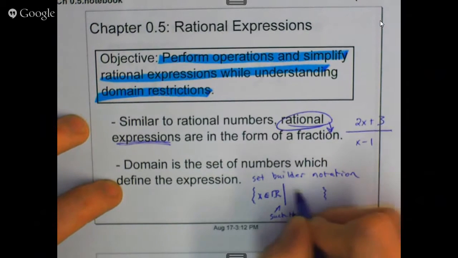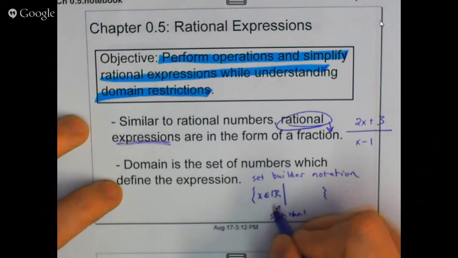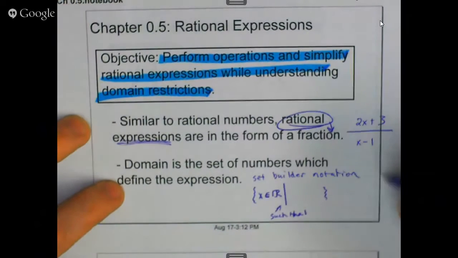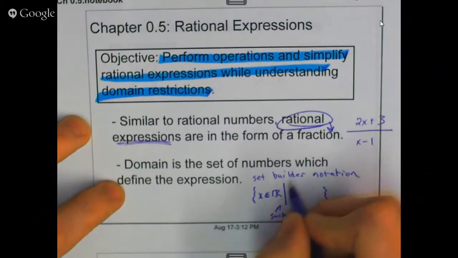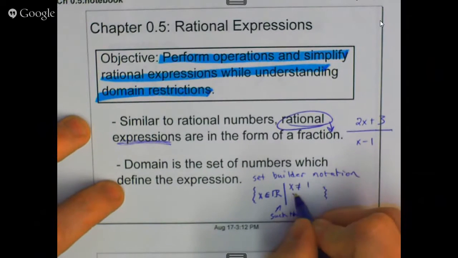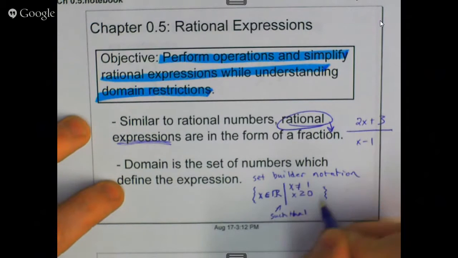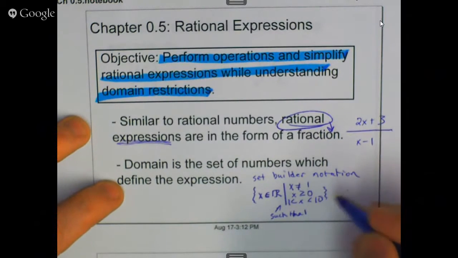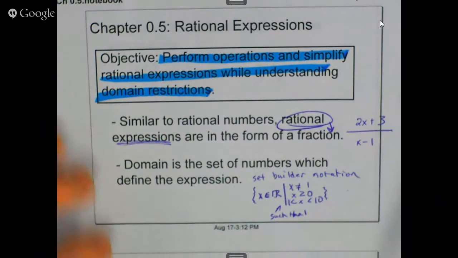and this is where we get rid of some values, because the real number system is huge. So we might put in here, for example, that x cannot equal 1, or that x has to be bigger than or equal to 0, or x is bigger than 1 but less than 10. Okay, these are the kind of things we'll put in over here, depending on my expression here. Okay, so find the domain.